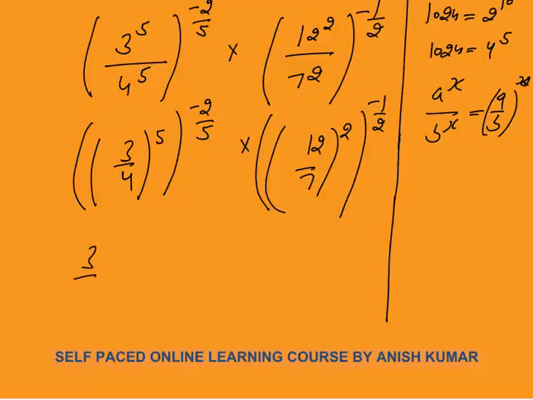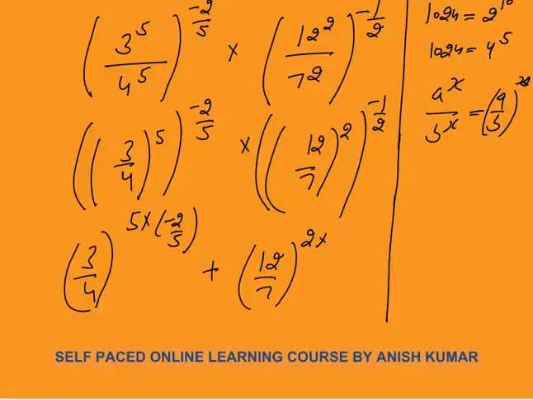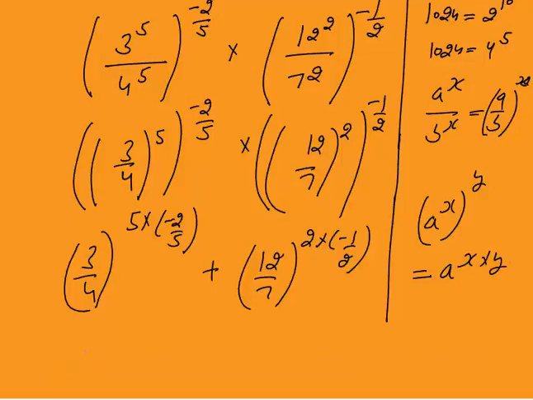This becomes (3 by 4) power 5 into minus 2 by 5 plus (12 by 7) power 2 into minus 1 by 2. By the logic, (a power x) power y, when the bracket is opened, becomes a power x into y. Same thing I have applied here. This becomes (3 by 4) power 5 into minus 2 by 5, this is minus 2, plus (12 by 7) power minus 1.